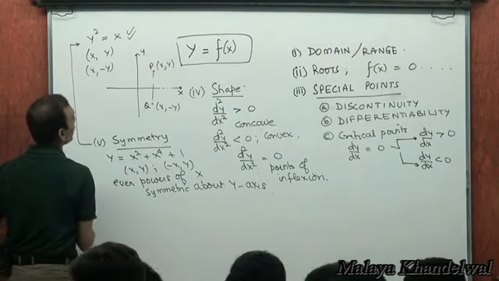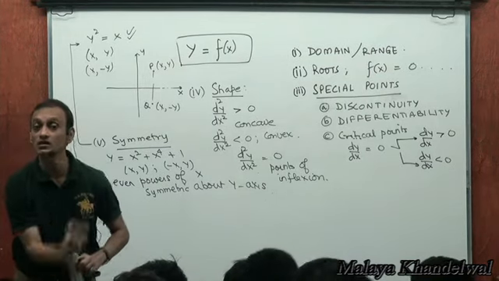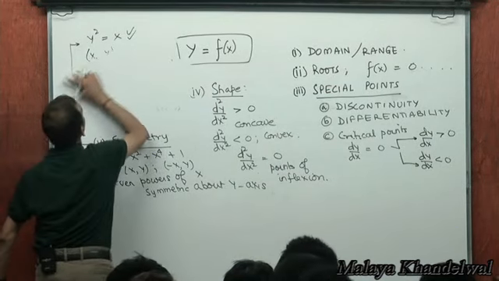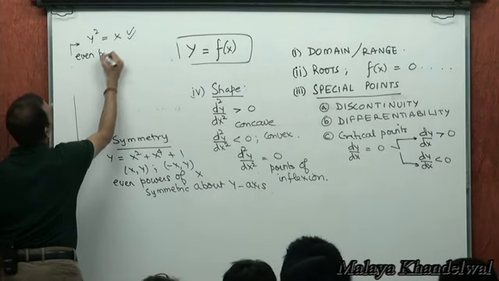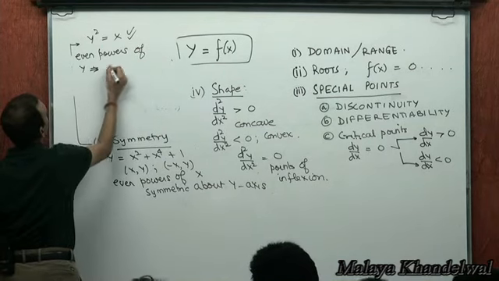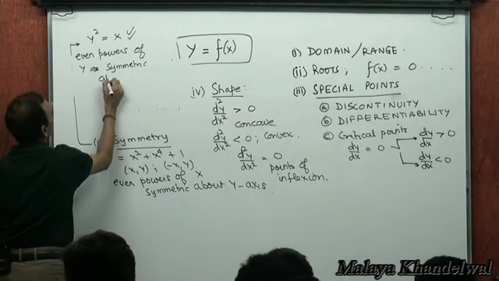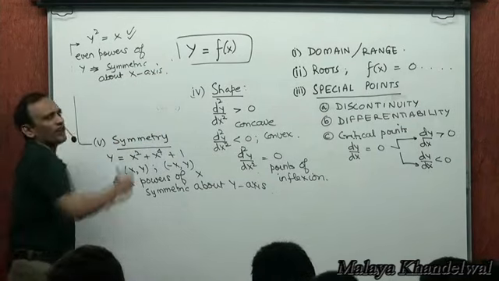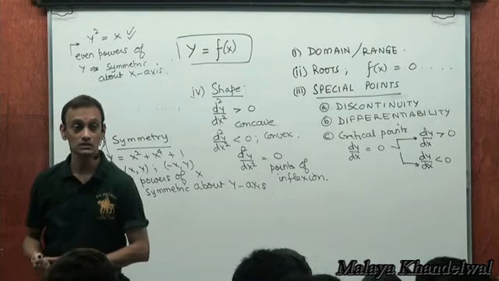And if this happens, if there are only even powers of y, that will cause the curve to be symmetric about the x-axis. Even powers of y will cause the curve to be symmetric about the x-axis. And if there are even powers of x and y both, then the curve would be symmetric about the x-axis as well as the y-axis, right?